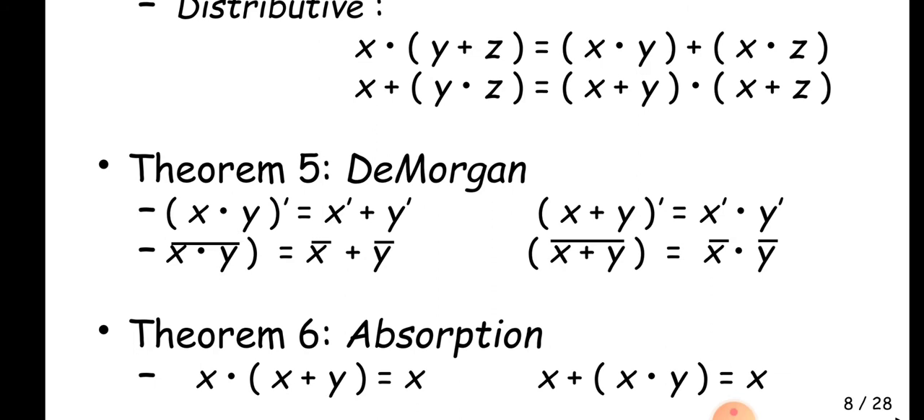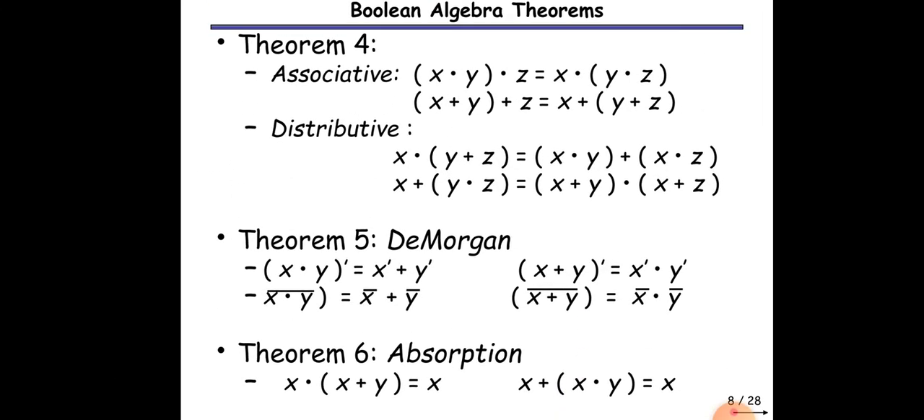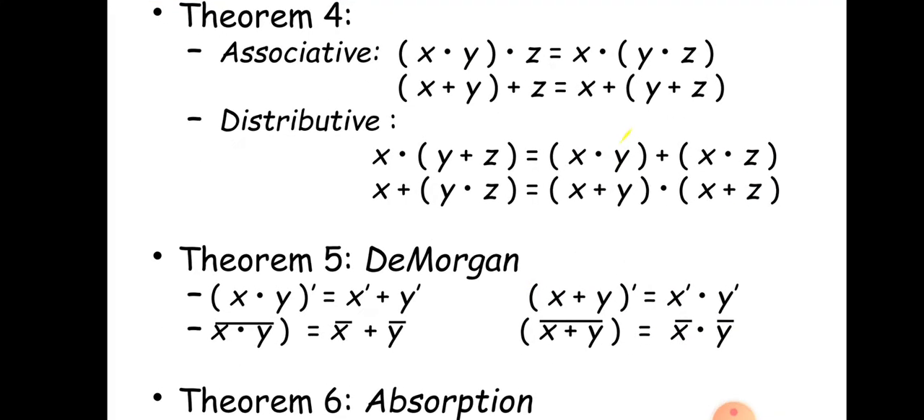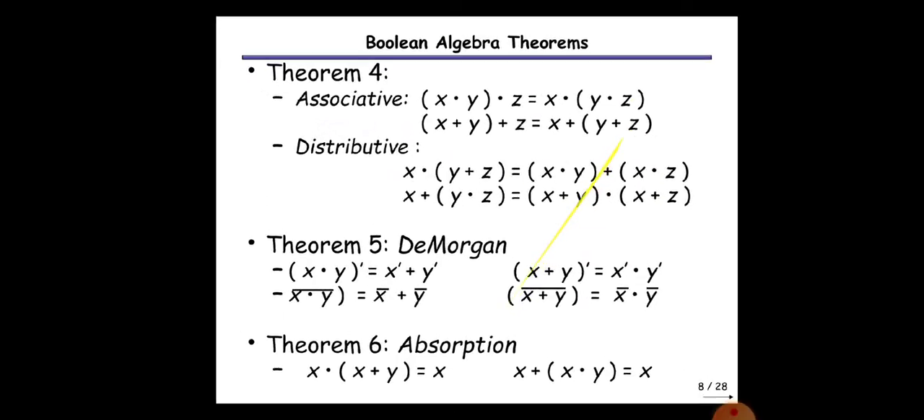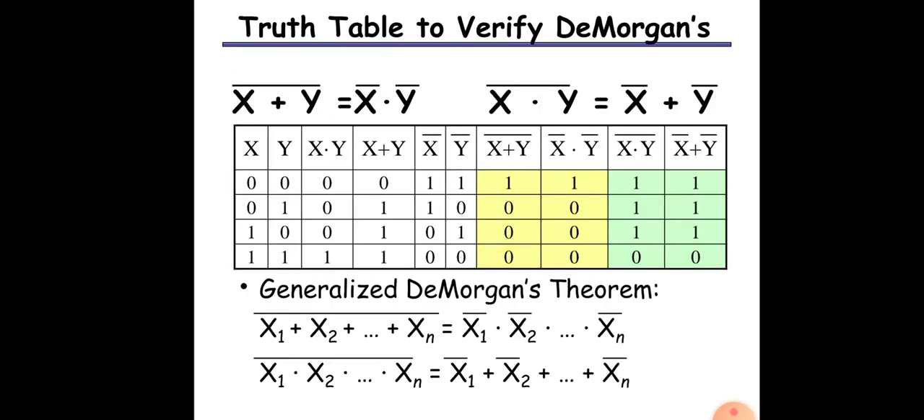x into y complement equal to x complement plus y complement. So these are the different theorems used in Boolean algebra. Then the truth table to verify De Morgan's law. We are now going to see De Morgan's law one by one.